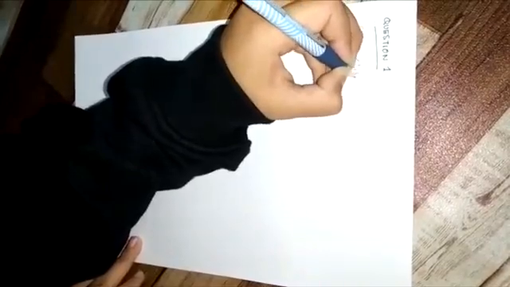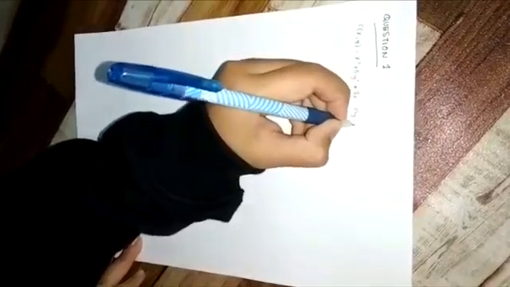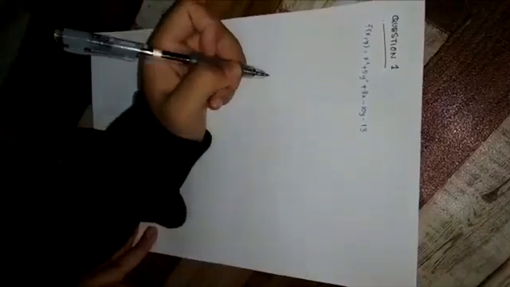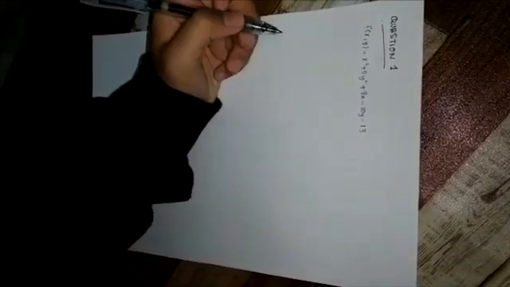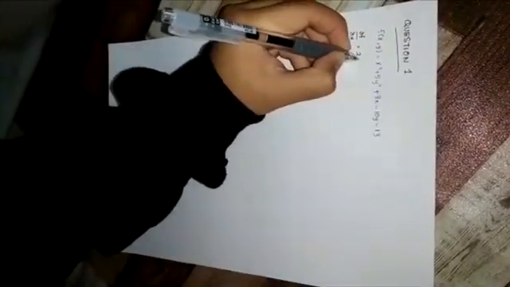For question 1, we need to determine the local maximum, local minimum, and/or saddle points for the function f(x,y) equals x squared plus 5y squared plus 8x minus 10y minus 13. Using unconstrained optimization, we need to find the first order partial derivative of f(x,y) with respect to x and with respect to y.